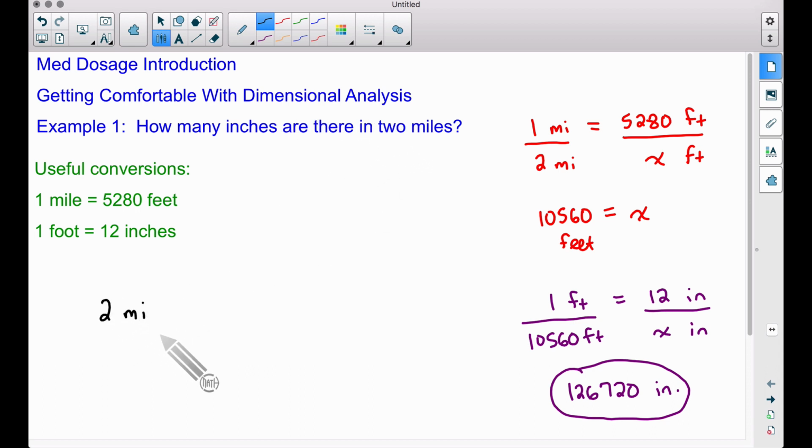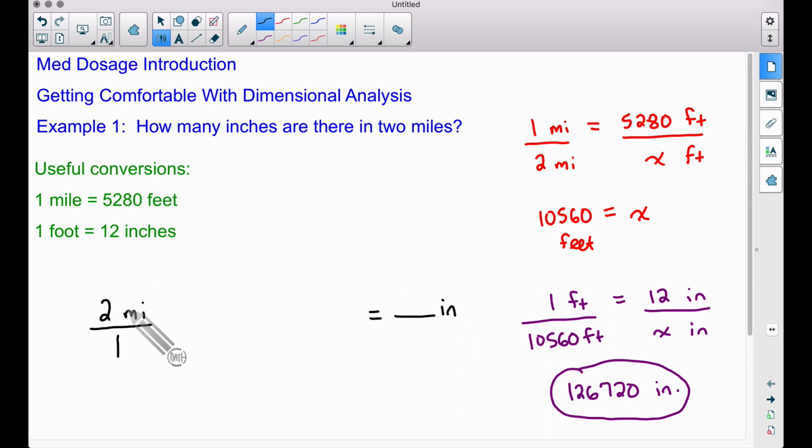I know I have 2 miles, and I'm going to create a fraction out of this. For right now, 2 miles is the same thing as 2 miles over 1, or 2 over 1. Our ultimate goal is to get to inches. So I'm going to leave some space over here, and I'm just going to write a fraction bar with inches.